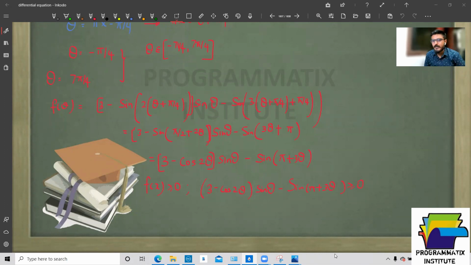JEE Advanced 2020. So let me tell you one thing now. Solving this inequality is not a very, very easy task. How? See this. You'll write 3 minus cos 2 theta, sine theta as it is, greater than or equal to sine of (pi plus 3 theta). Now, sine of (pi plus any angle theta) is minus sine theta. You should know this.